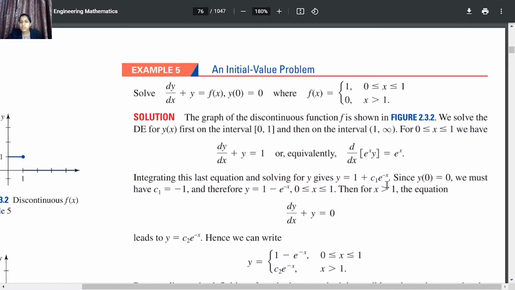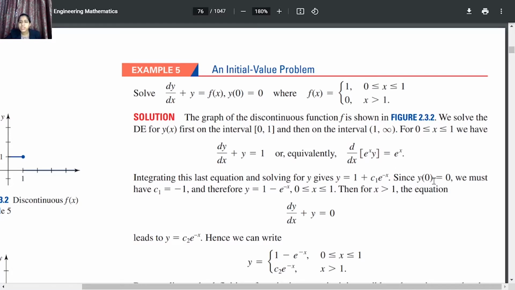Now if you look at the function f of x, in the position where f of x takes the value 1, we have to consider the initial value. Here we determine the integrating constant using the initial value. So here we have y is equal to 1 plus c1 into e raised to minus x. This was the solution which we obtained by solving the standard form of the linear differential equation.